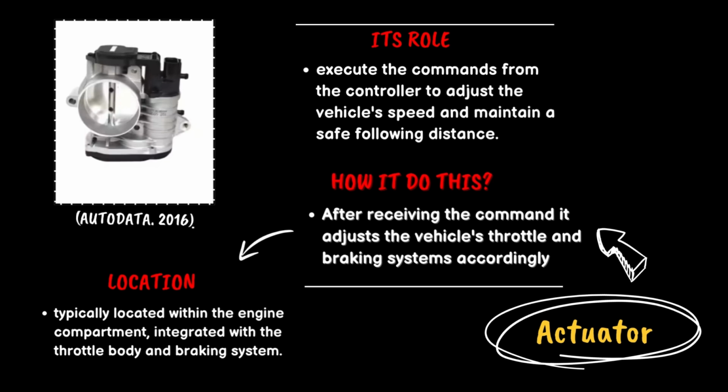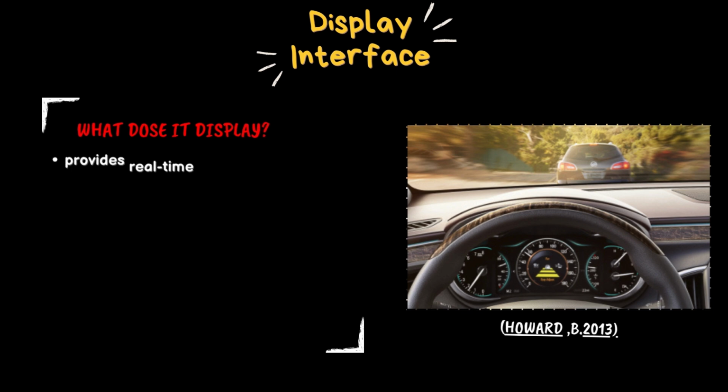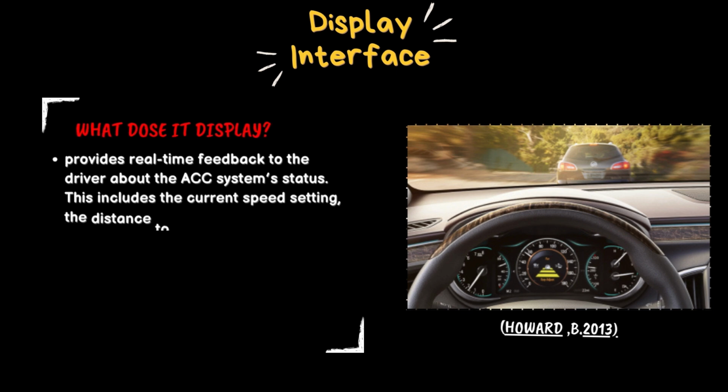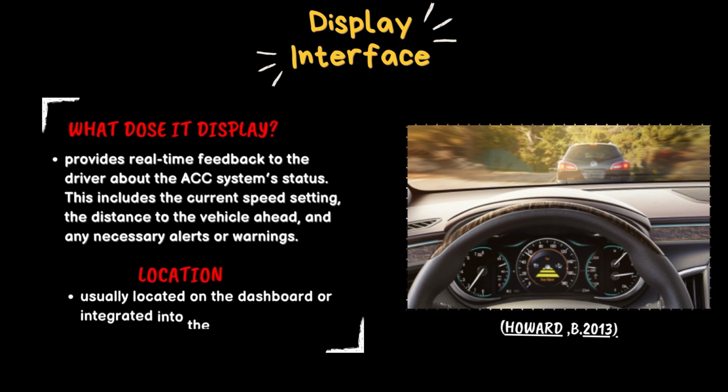The display interface is the communication hub between the adaptive cruise control system and the driver, providing real-time information and ensuring driver awareness. The display provides real-time feedback to the driver about the ACC system status. This includes the current speed setting, the distance to the vehicle ahead, and any necessary alerts or warnings. It keeps the driver informed and engaged with the system, enhancing safety and control. The display is usually located on the dashboard or integrated into the digital instrument cluster. Its positioning ensures that the driver can easily view and interact with the information while maintaining focus on the road.